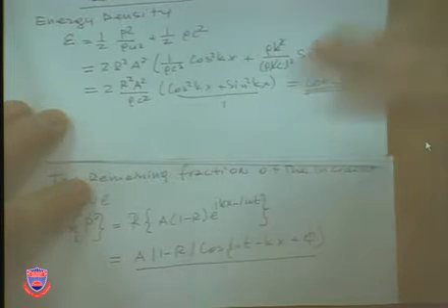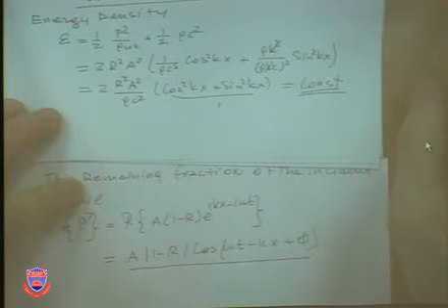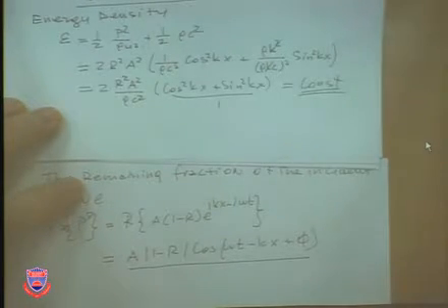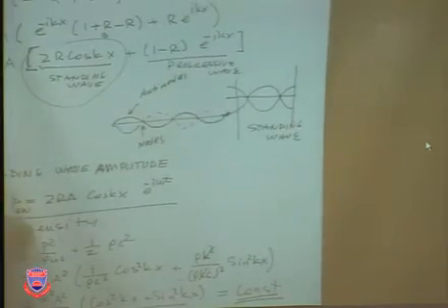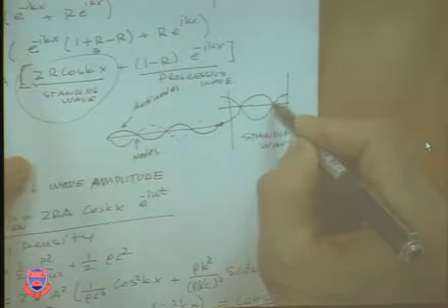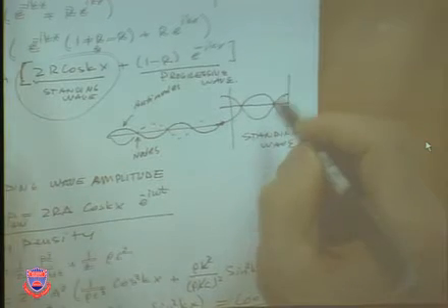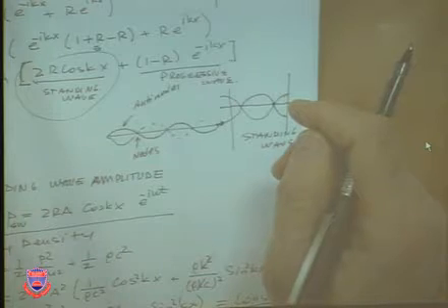Earlier, when we had either the rigid surface or the pressure release surface, we had nodal lines. Let me just show you here. Remember, we had lambda over 4, a quarter of a wavelength away, you had these zero points, nodal lines. But now you no longer have nodal lines.